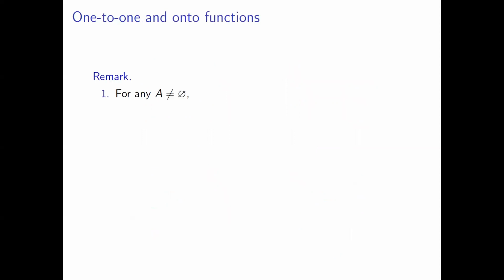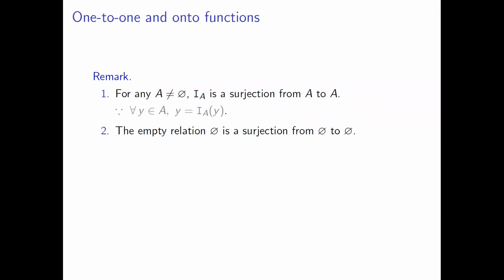For any non-empty set A, the identity relation I subscript A is a surjection from A to A. This follows from the fact that for any object y in A, y is equal to I sub A of y. So any y in A is its own pre-image. Also, the empty relation is a surjection from the empty set to the empty set.